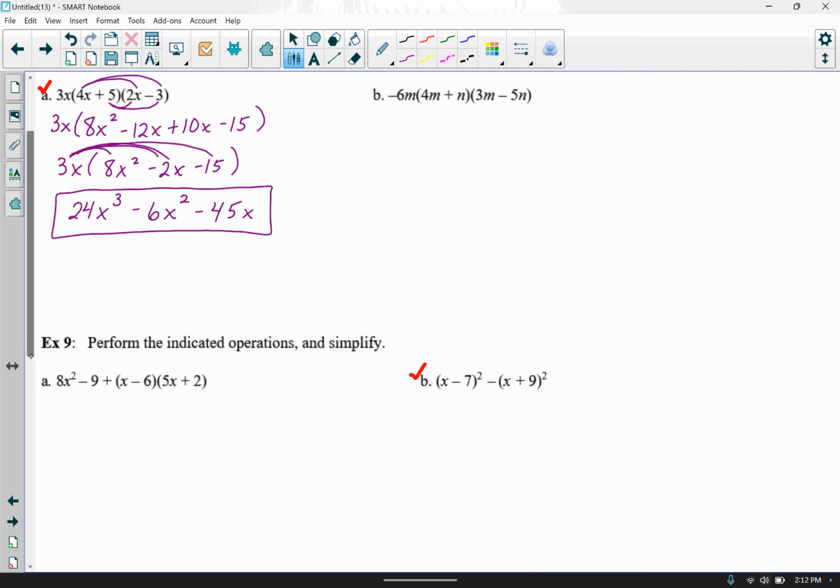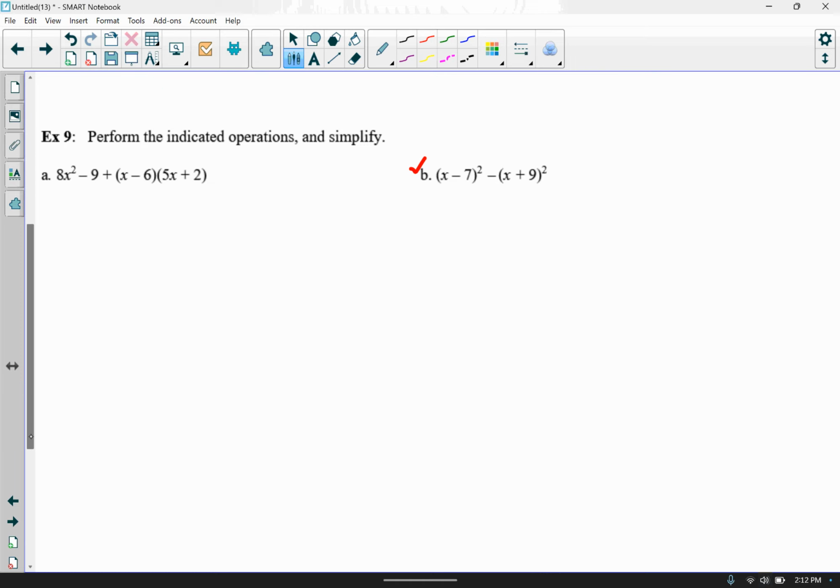All right, now come on down to example 9 and look at letter B. So you'll notice here that you've got a binomial here raised to the second power. So remember what we were talking about earlier. Anytime you have an addition or subtraction sign in there, then that means that I'm going to have to write this x minus 7 twice so I can FOIL it. Likewise with the x plus 9. So x plus 9, I need to write it twice so I can FOIL it.